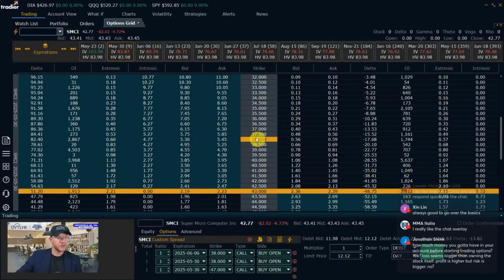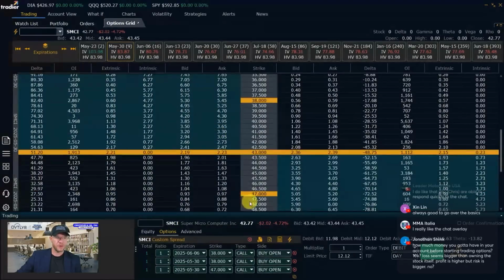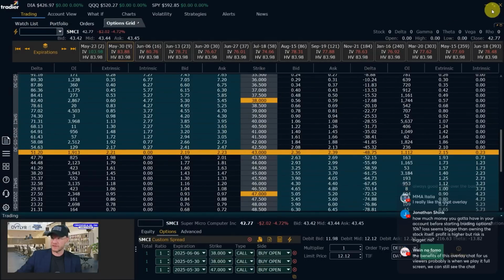But in order to exercise the option, it really needs to be in the money. There's zero point whatsoever. Why would you buy a $47 stock when the stock is currently trading at $42.77? Yeah, doesn't help at all. So that is the point of this.